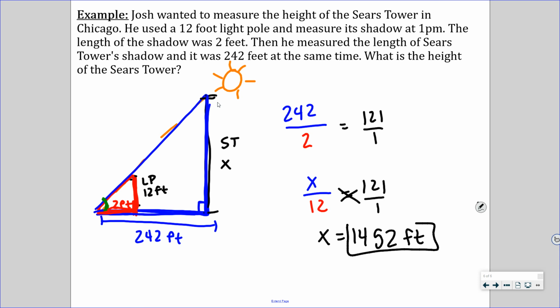1,452 feet. Again, probably could set up a proportion without drawing that big picture, but it's a good visual. And that's it for 7.3. Holla!